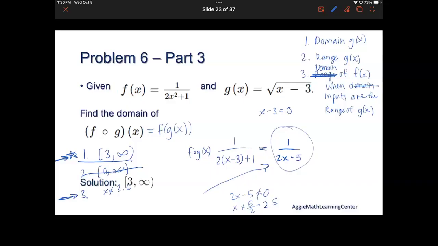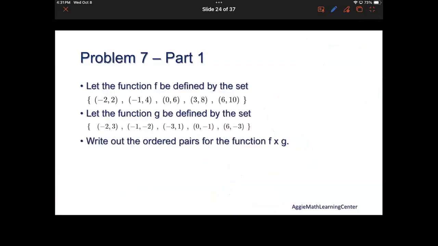So we're good. Questions about that? I have to put them together. Basically, find the domain of g of x, and make sure that the domain of f composed of g of x, when you make the expression, doesn't add any restrictions to my domain. We cool? Okay. 7. This one is where it gets fun.